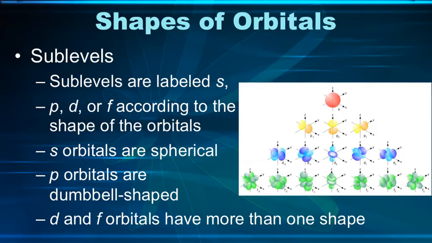So what do these sublevels look like? Well, sublevels are labeled as s, p, d, or f according to the shape of the orbital. There are 4 different shapes here. s orbitals are going to be spherical. They look like this. p orbitals are going to be dumbbell shaped. They look almost like an hourglass, 2 bulbs on each side here. And one along the x, one along the y, and one along the z axis. And then d and f orbitals have more than one shape. You can kind of see what they look like down here. They start getting really complicated. But the n equals 1 level has only got one type of orbital. n equals 2 has 2 types of orbitals. n equals 3 has 3 types of orbitals. So we'll see how this all plays out.